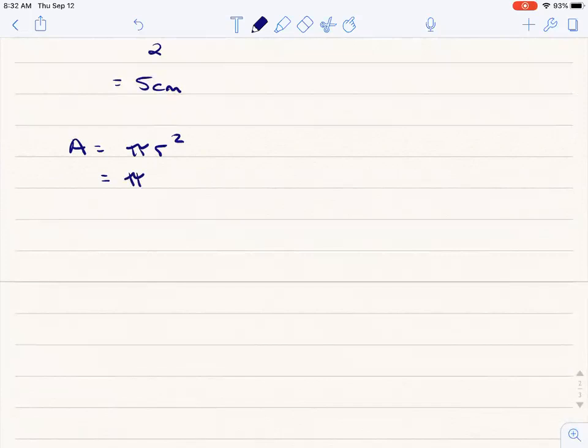Took me a while to find pi on here. It's way down here on the times 10 to the power of x button in the shift section, the yellow section. So it's just really tiny.